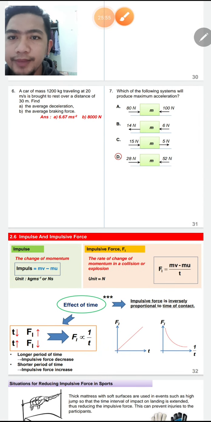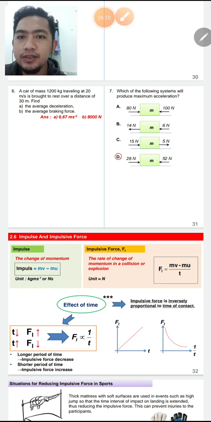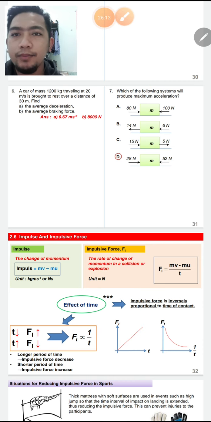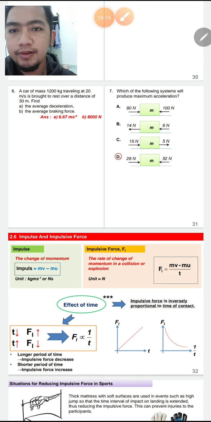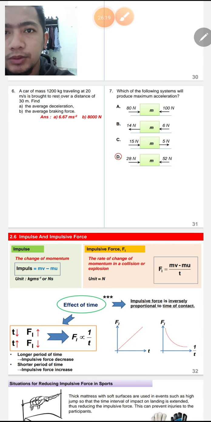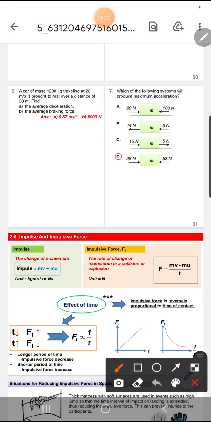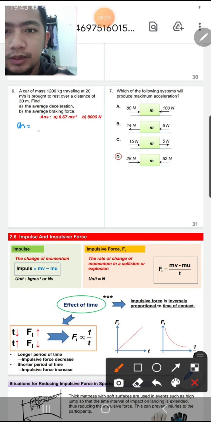A car of mass 1,200 kilogram traveling at 20 meter per second is brought to rest over a distance of 30 meter. Find the average deceleration. That means we need to find A, the deceleration. The information given here: M is 1,200, and the initial velocity is 20 meter per second.